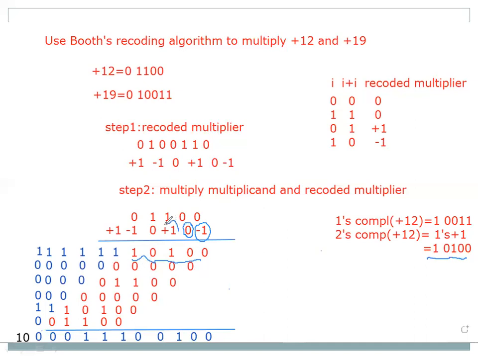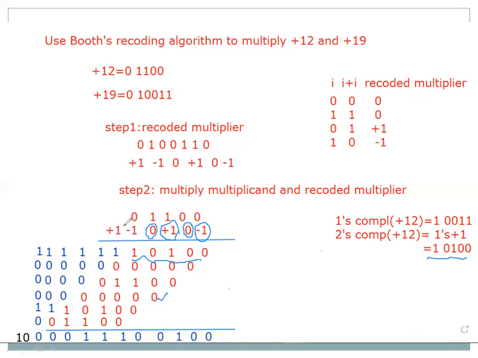So what about your next recorder multiplier? It is +1. If the recorder multiplier is +1, you have to use the multiplicand value as it is. Therefore, you are going to write the multiplicand value. What is your multiplicand value? It is 00110. Next, what about your next recorder multiplier value? It is 0. So 0 into anything is 0. So you are going to fill this row using 0.